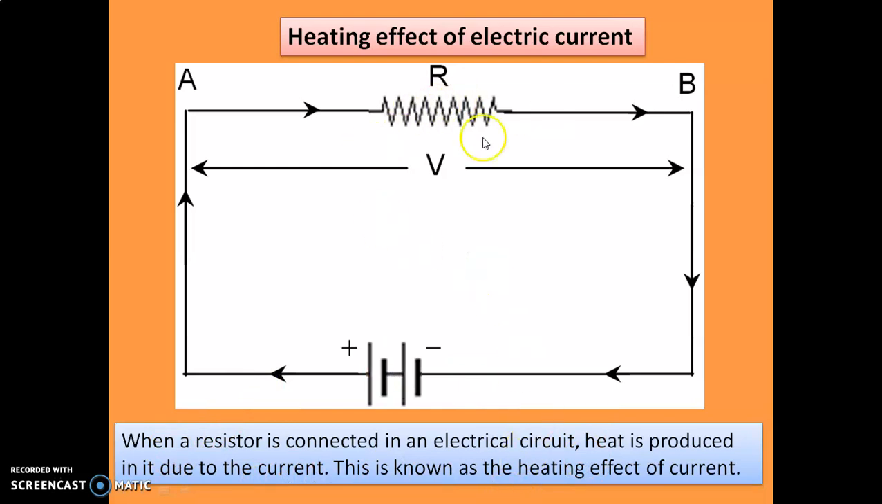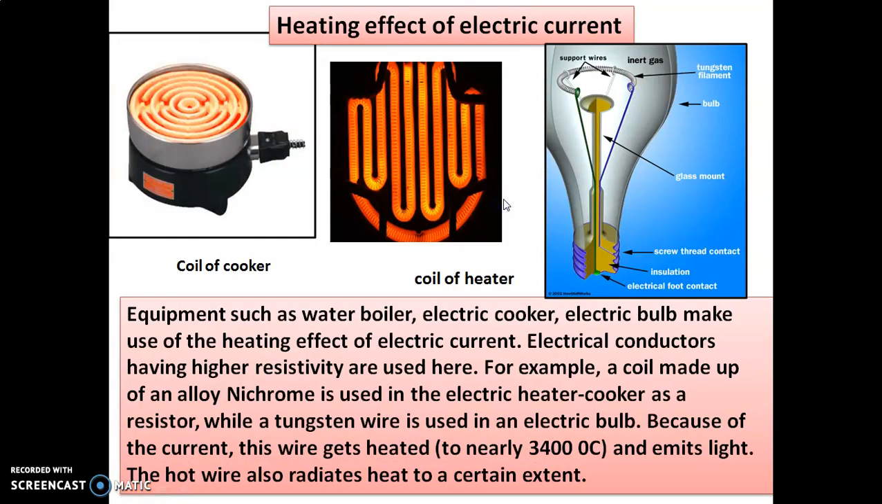Okay, so the resistor is connected into the circuit, heat is produced, this is the heating effect. Now let's see which equipment makes use of this heating effect of electric current. Equipment such as water boiler, electric cooker, electric bulb makes use of the heating effect of electric current. Electrical conductors having high resistivity are used here.